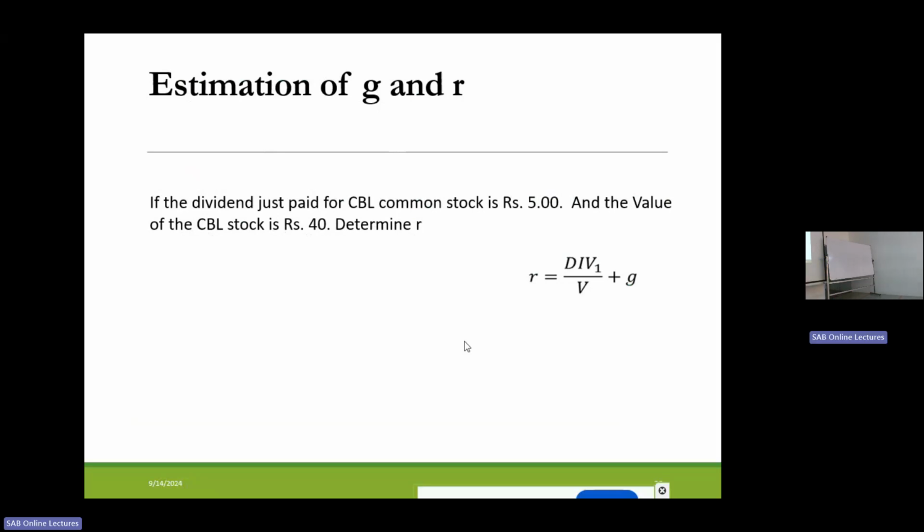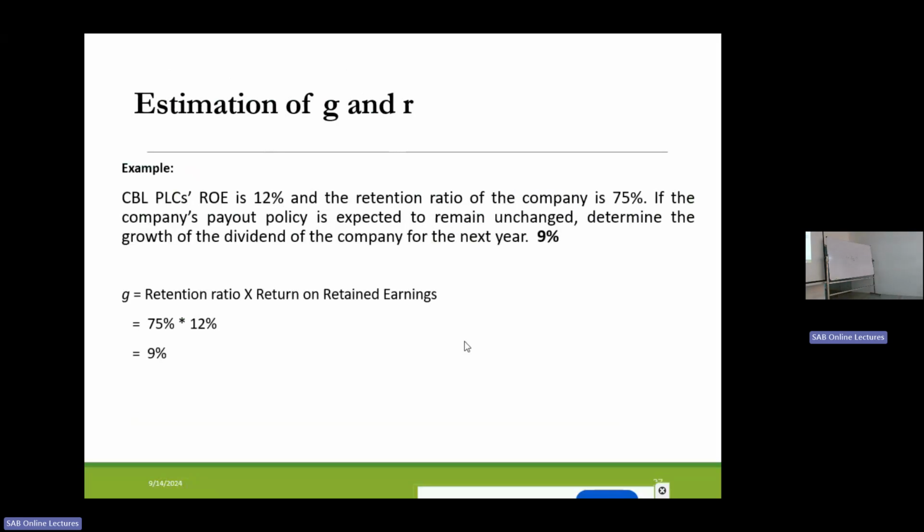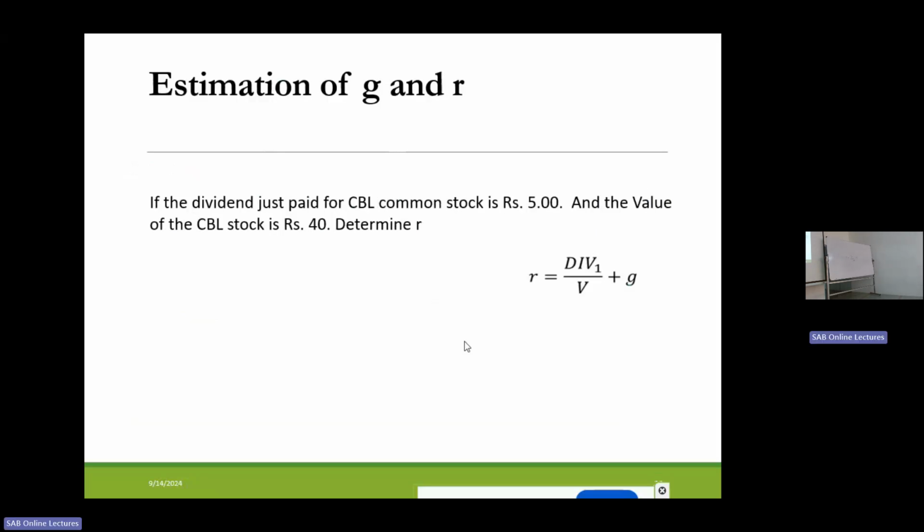So required rate of return you can estimate using this. This is our constant growth model rearranged for the required rate of return. Accordingly, required rate of return is equal to D1 divided by value or market price plus growth rate. Previously you calculated the growth rate for the company as 9%. Recently paid dividend D0 is 5. Then you can work out D1: 5 should be increased by 9%. So then D1 is how much?